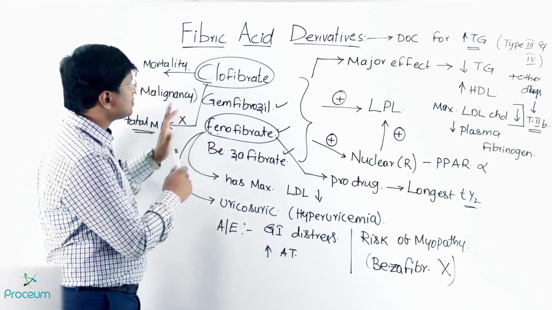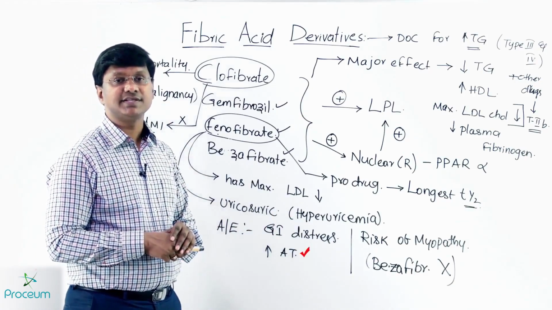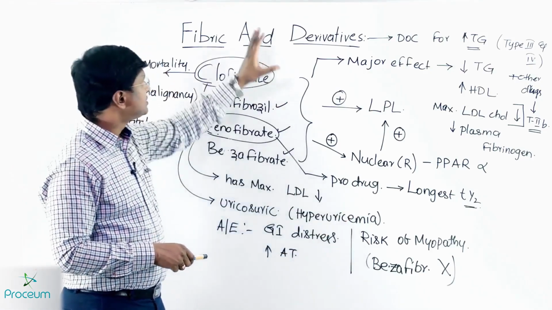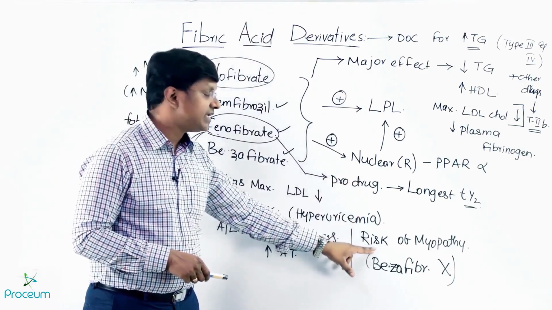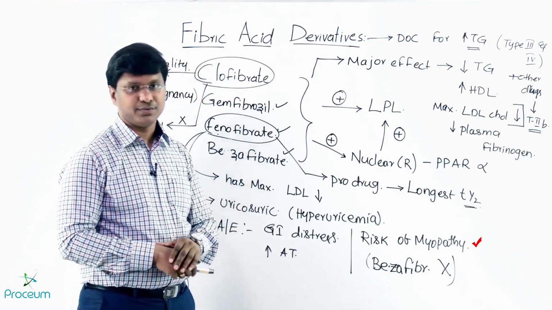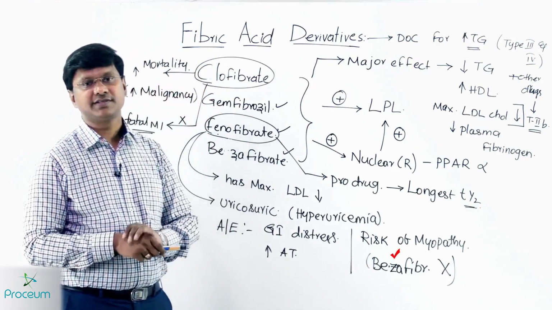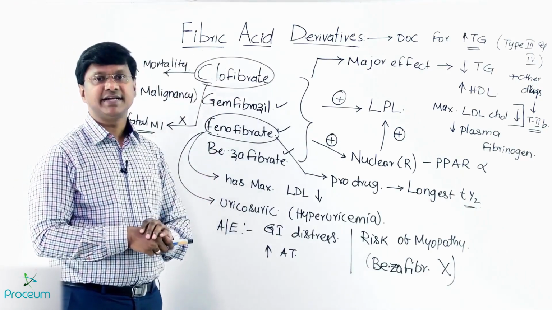The adverse effects associated with these fibrates include gastrointestinal distress as well as an increase in the aminotransferase levels. Whenever you use these fibric acid derivatives along with other drugs, there is an increased risk of myopathy, except for bezafibrate. Bezafibrate will not increase the risk of myopathy. So this is about your fibric acid derivatives.